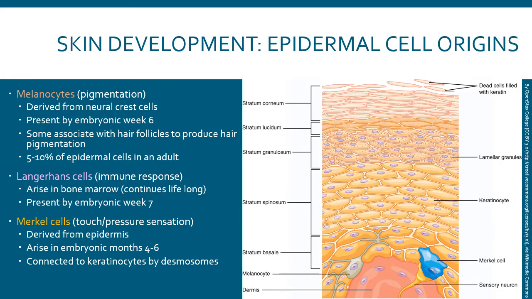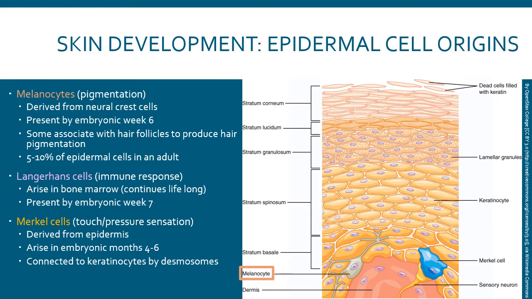All right, epidermal cells, where do those come from? So the cells of the epidermis, and we had talked about the multiple types. In this case, we're going to look at the melanocytes, the Langerhans cells, and the Merkel cells. Now remember, the melanocytes are your pigmentation cells. So those are the ones that help control the color of the skin and the hair.